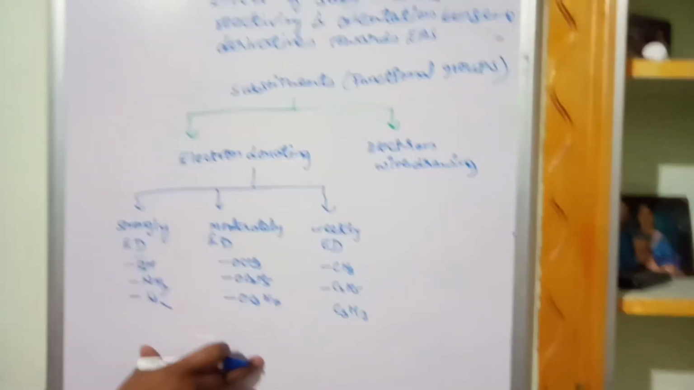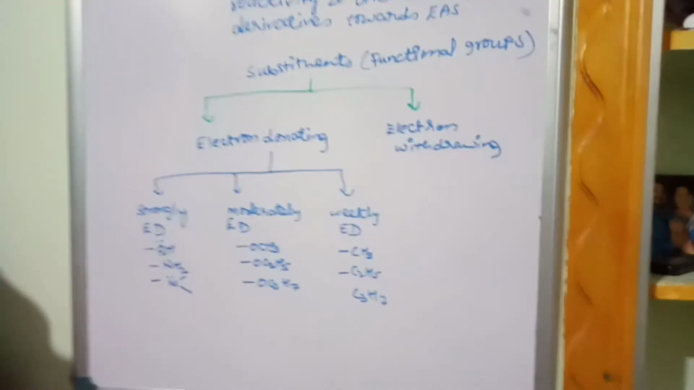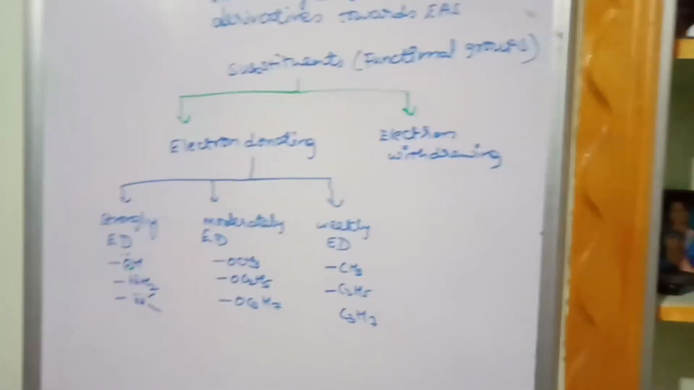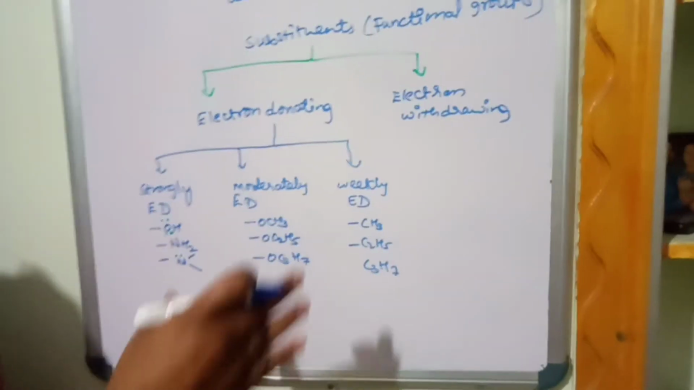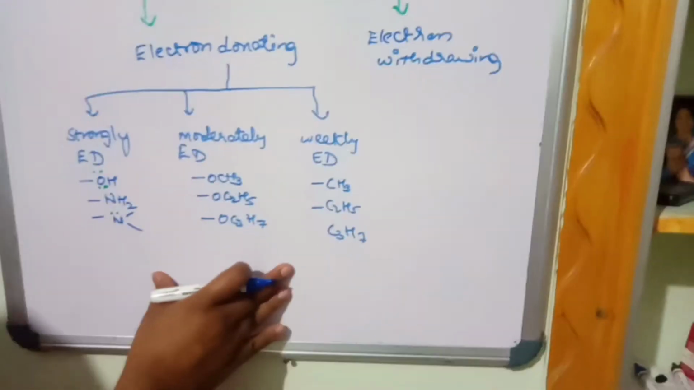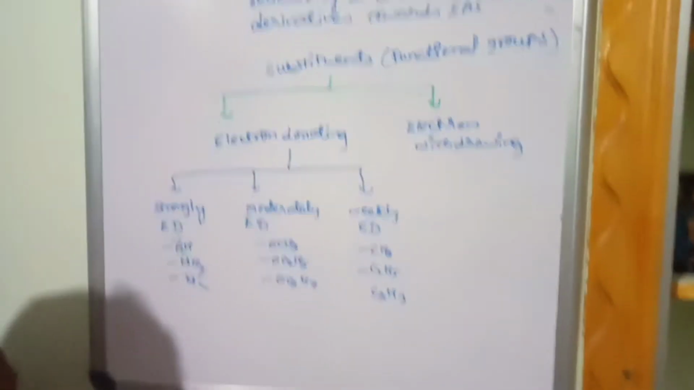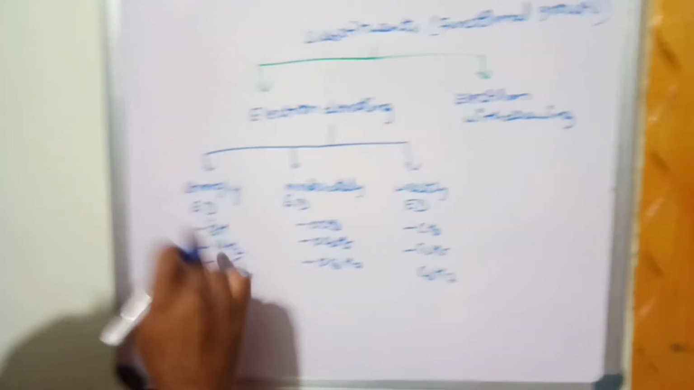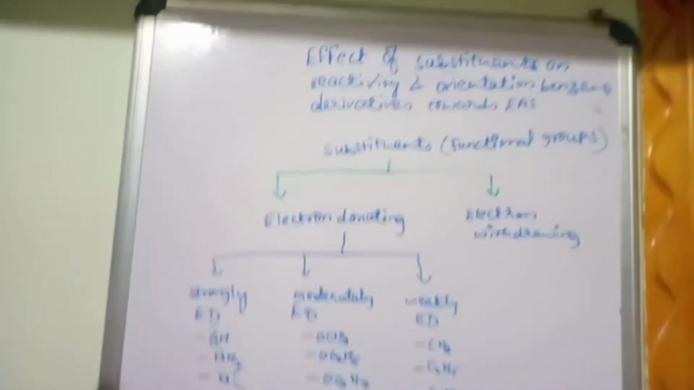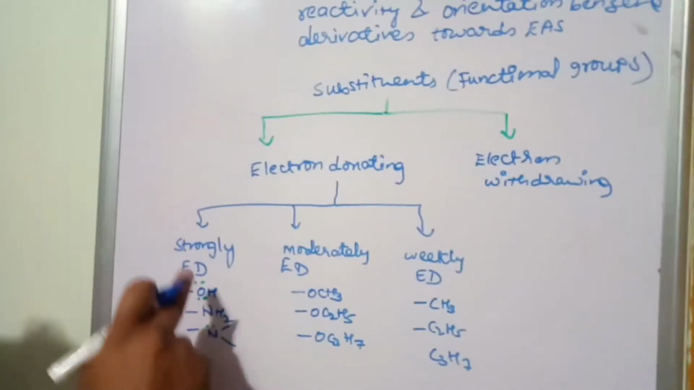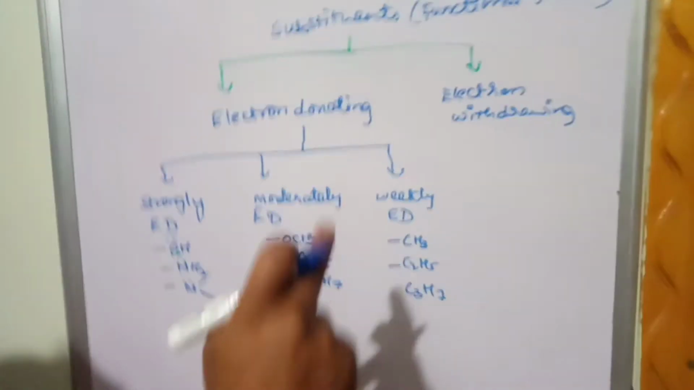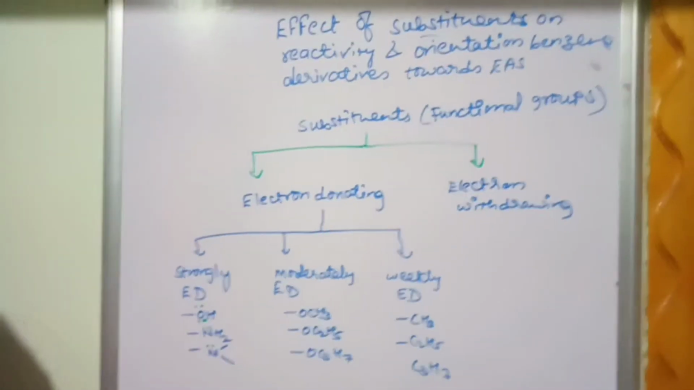So these are the substituents which are present on the benzene. If the substituents are present on the benzene, what is going to happen? Whether the rate of reaction increases or decreases, we will discuss later. So electron donating groups are categorized into three subclasses: strongly electron donating, moderately electron donating, and weakly electron donating groups.